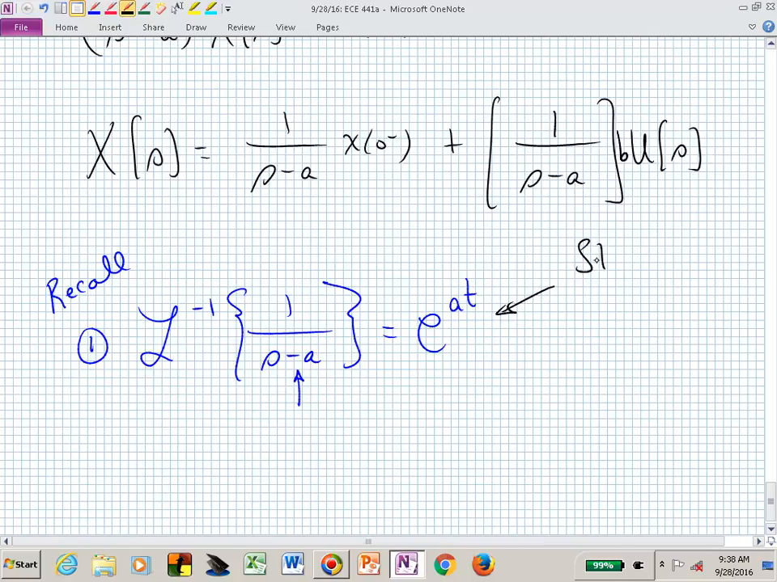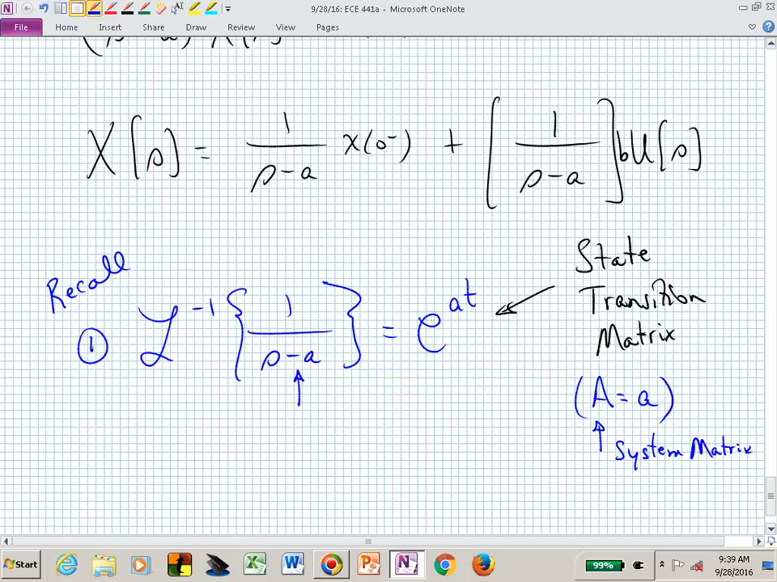This is now the state transition matrix, where the system matrix, in this case, what is our system matrix? That's typically given by capital A. What is that in this case? In this example? A is a. But typically we refer to our system matrix as a capital A, but in this case we're working with a scalar system and it's just the lowercase a. It's just this 1-by-1 matrix, little a. And that's in the exponent e.